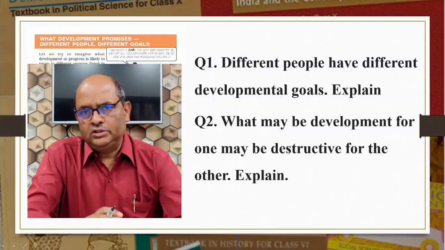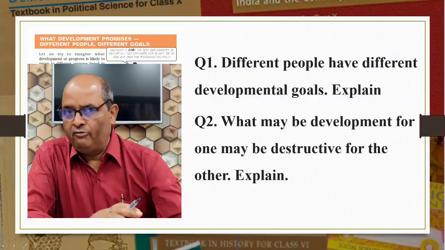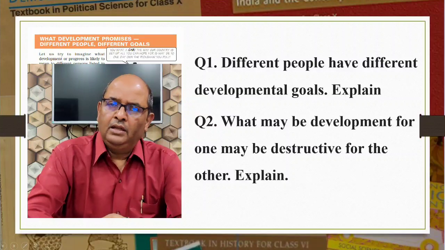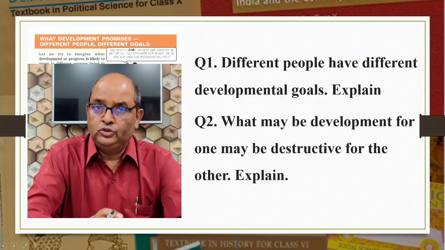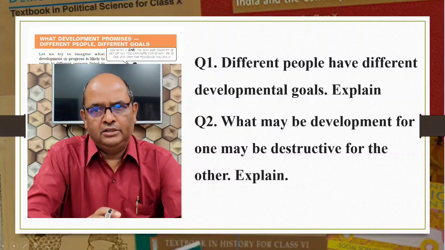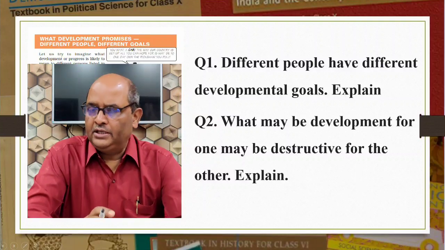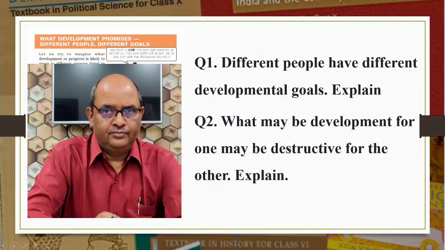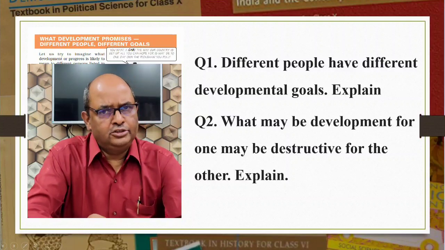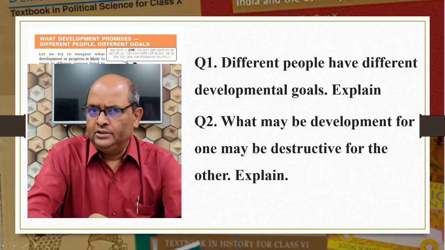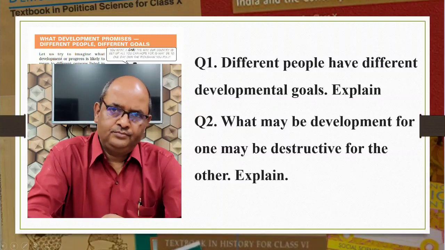So let us begin with different people, different goals. Two questions are normally asked. 1. Different people have different developmental goals. Explain. 2. What may be development for one may be destructive for the other. Explain. Both of these questions are very easy to write. Let us see the first question first.